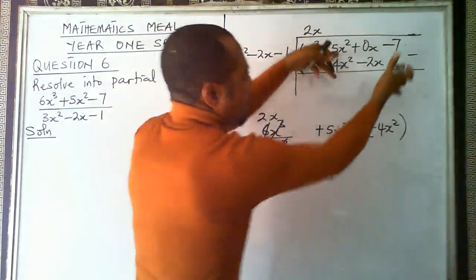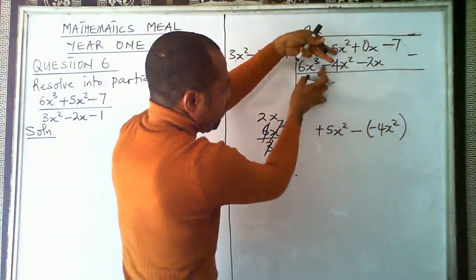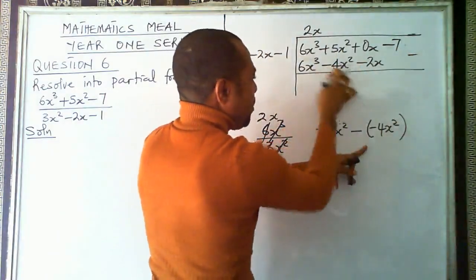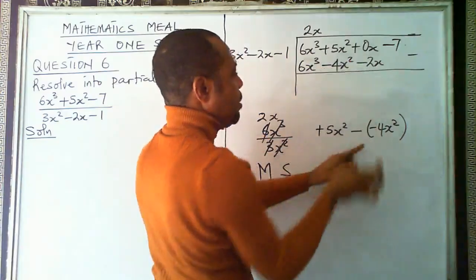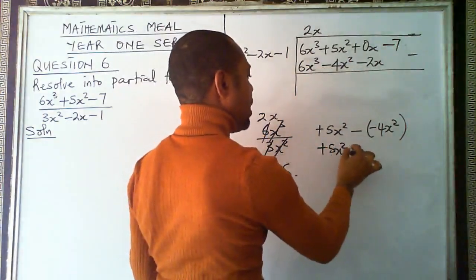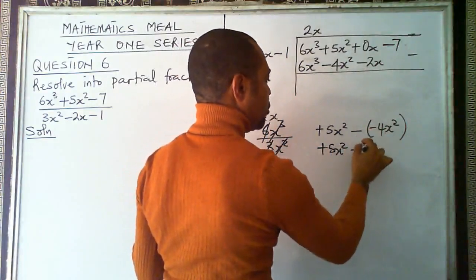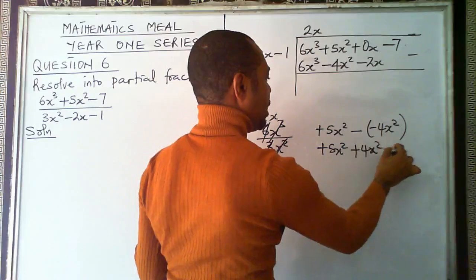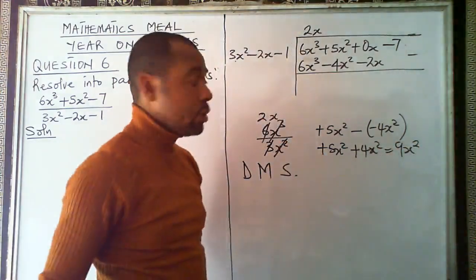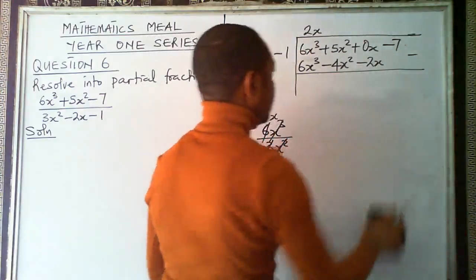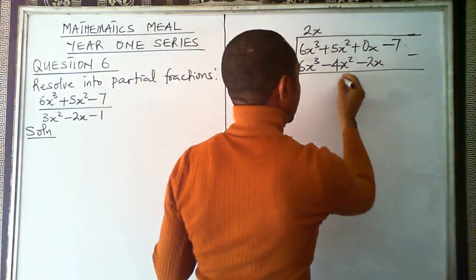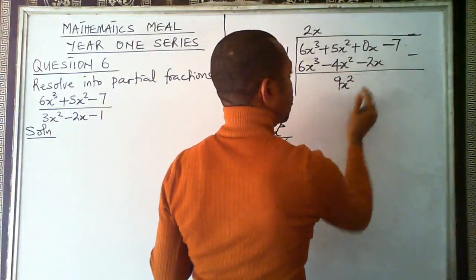Plus 5x squared minus. This has minus also. So this minus is that of the operation. This minus is the one that is on this term. So you see it. So this will give me plus 5x squared plus what? 4x squared. And that will give me 9x squared. Okay? So I have 9x squared.